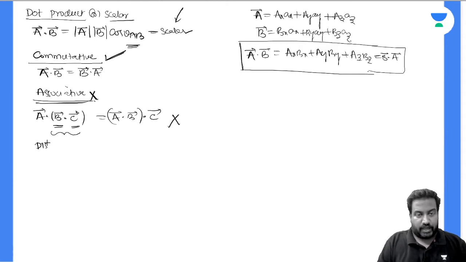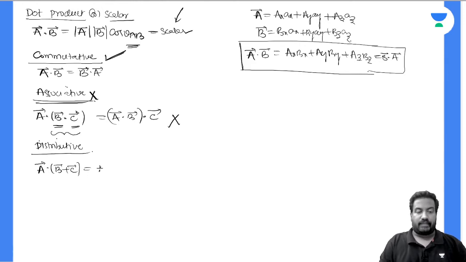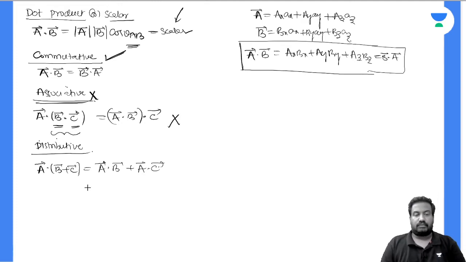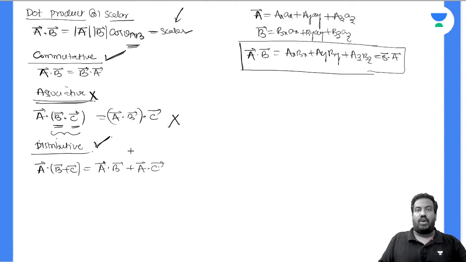Next is distributive law. A dot B plus C is A dot B plus A dot C, which implies dot product obeys distributive law.